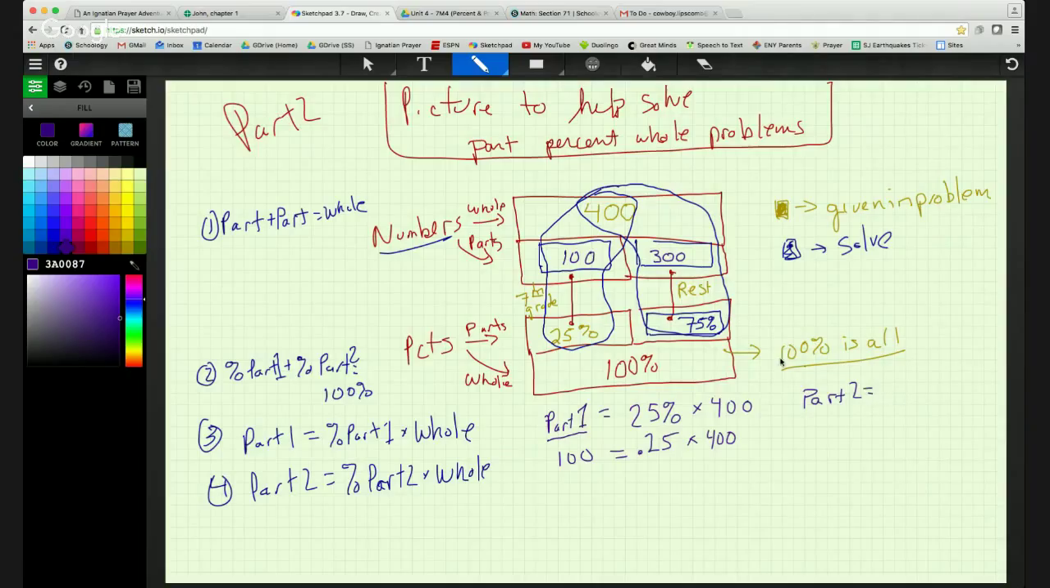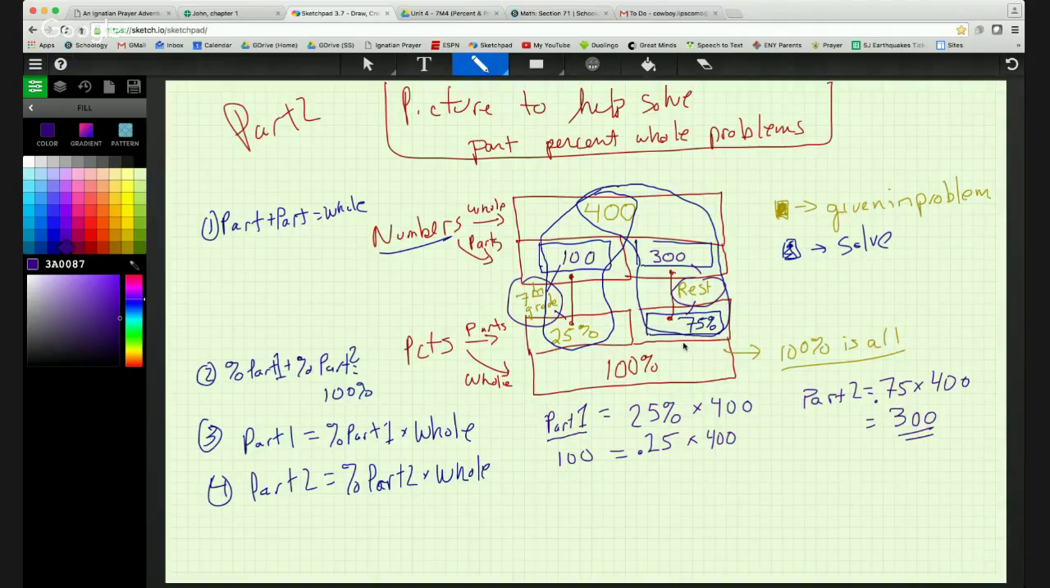Part 2 equals the percent of part 2, 0.75, times the whole. And it turns out if you multiply those out, you do get 300. So we have a nice consistent answer, a nice consistent picture. 25% of the kids are in 7th grade, or 100 of the kids are in 7th grade. And the rest is 300, or 75%.